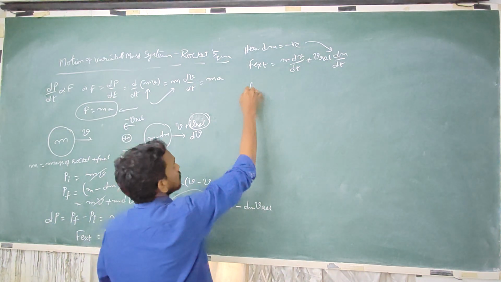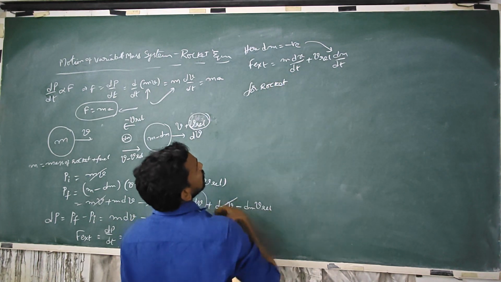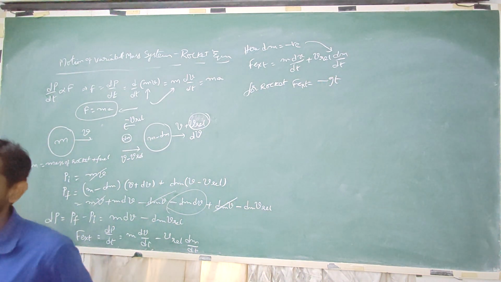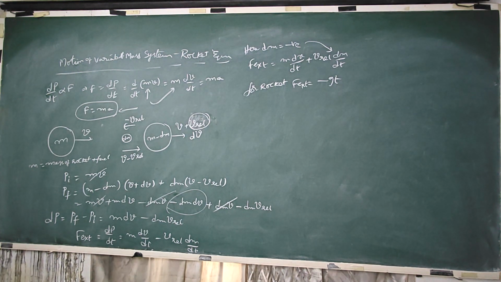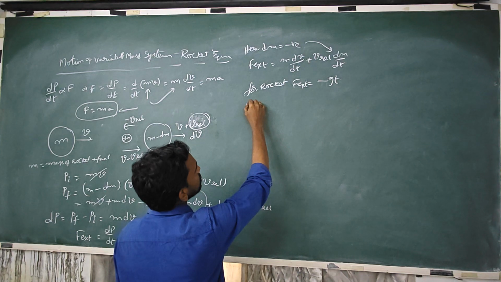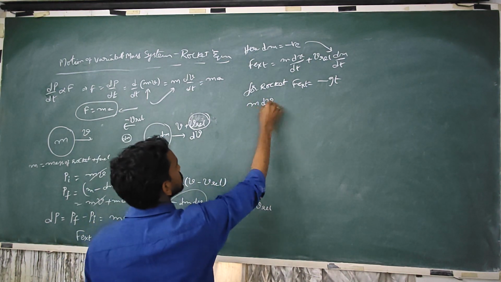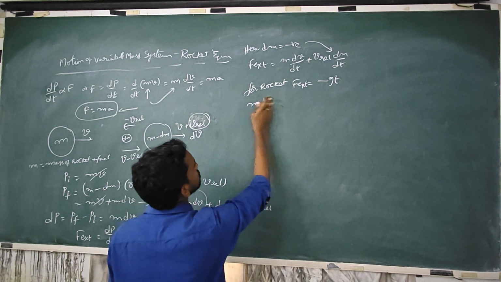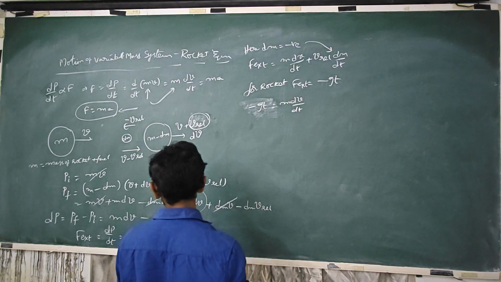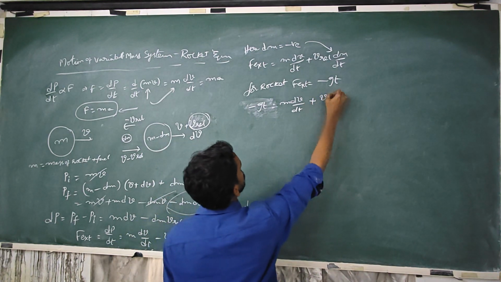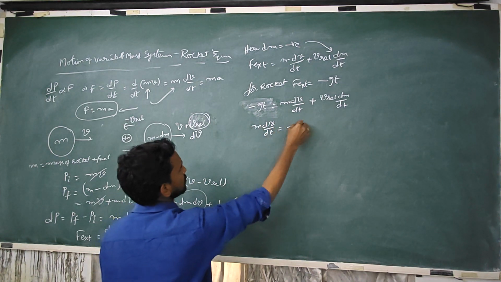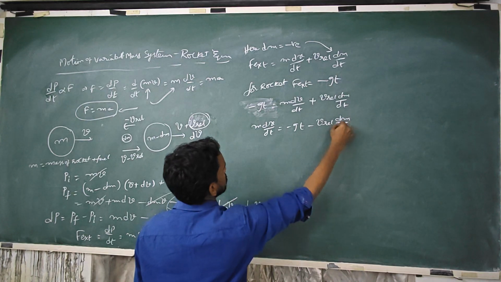Okay, and for the rocket, this F external is equal to minus mg. There is a downward pull by gravity. So the total equation now becomes minus mg is equal to m dv by dt plus v relative dm by dt. Otherwise, m dv by dt is equal to minus mg minus v relative dm by dt.